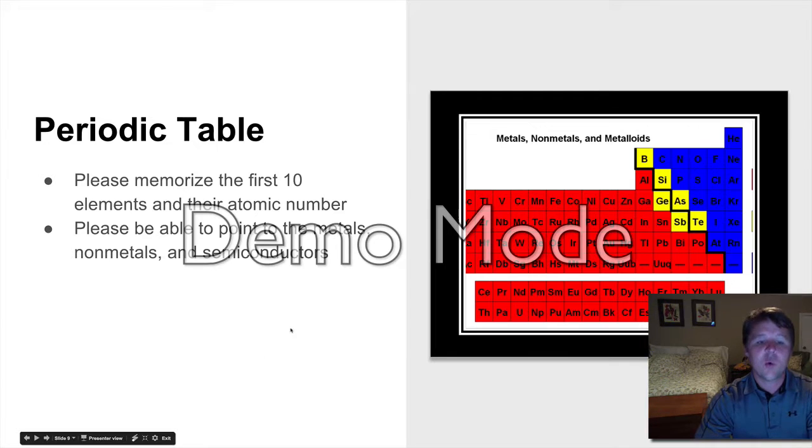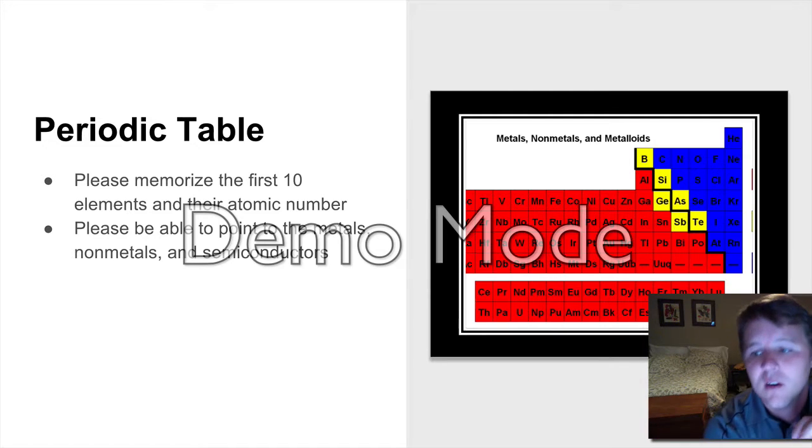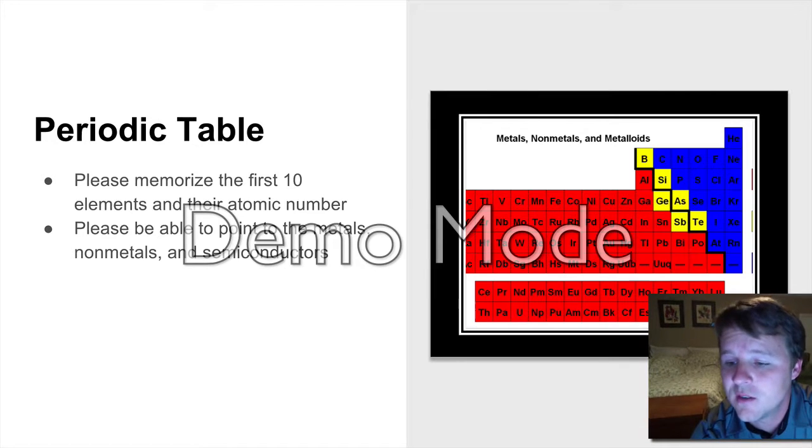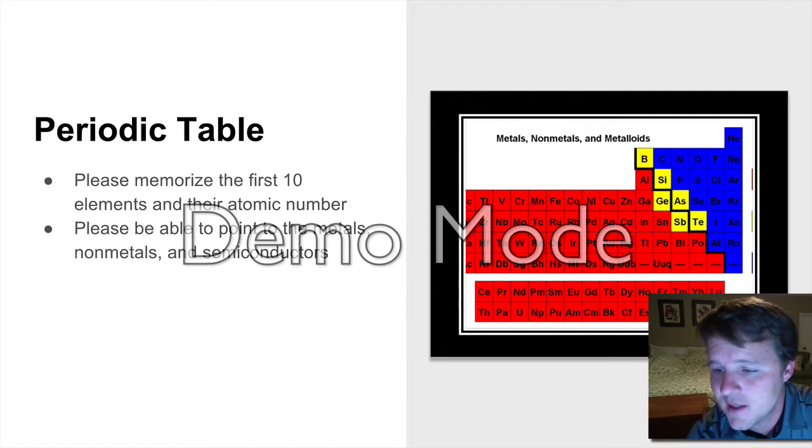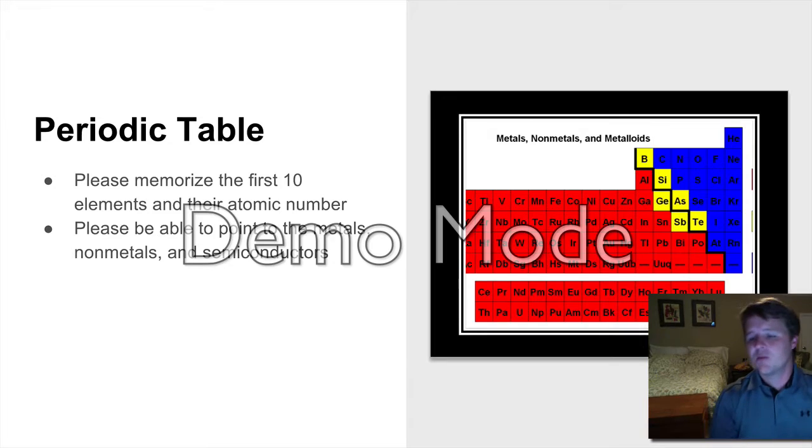Please be able to point to the metals, nonmetals, and also semiconductors. So, let me think. Well, metals shouldn't be too hard, because if you just remember what one metal is, let's see. Silver. Silver's a metal. There it is. Zinc, Zn. So you should be able to point to metals.